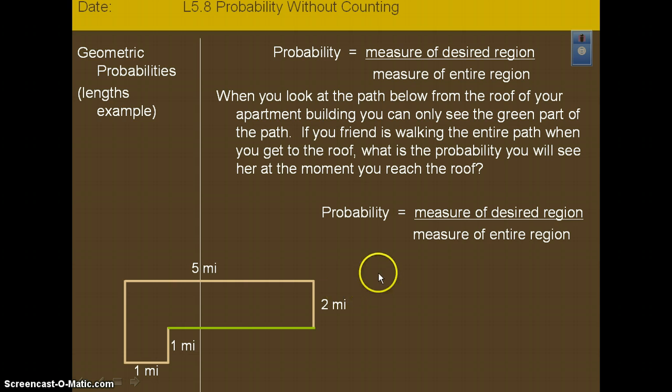We will also have to find the measure of the entire region, the entire path. Again, kind of moving some of our lengths around, we can see that a vertical distance here of 2 and another vertical distance here of 1 would indicate that this entire portion of the path does have a 3-mile length. So total, we have 4 miles out of 16 miles, which gives us about 1/4 or 25% chance that our friend is on the green part of the path and we would be able to see her from the roof of the building.